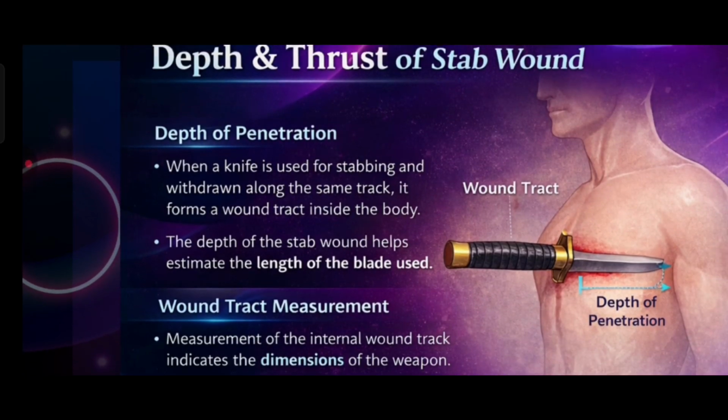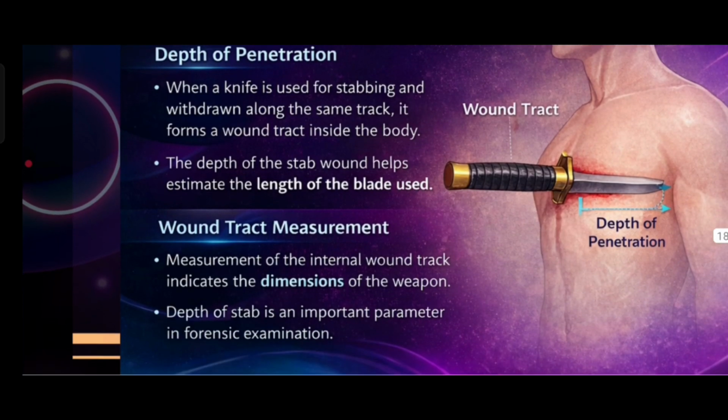Depth and thrust of stab wound. Depth of penetration: when a knife is used for stabbing and withdrawn along the same tract, it forms a wound track inside the body. The depth of the stab wound helps estimate the length of the blade used. Depth of penetration and wound tract, as you can see in the image. Wound tract measurement: measurement of the internal wound tract indicates the dimension of the weapon. Depth of stab is an important parameter in forensic examinations.